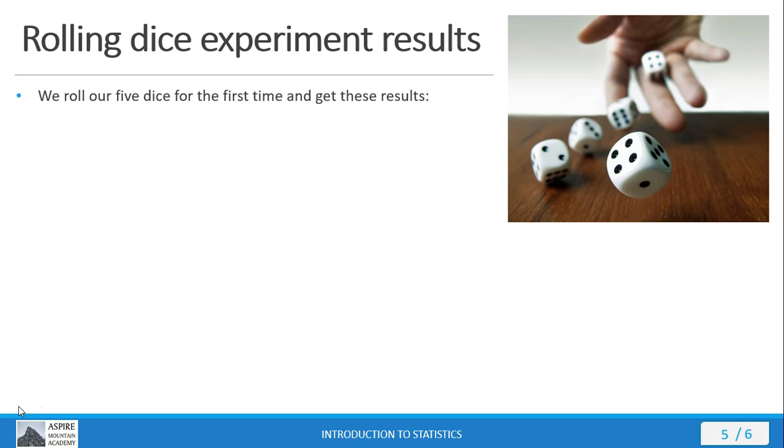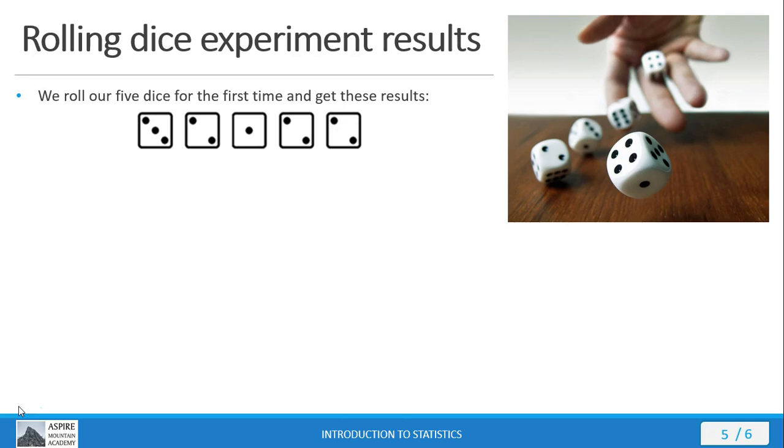So now we've designed our experiment. Let's just go ahead and run through it. Let's roll our 5 dice for the first time. And let's say we do that and we come out with these results. We get a 3, a 2, a 1, a 2, and a 2.